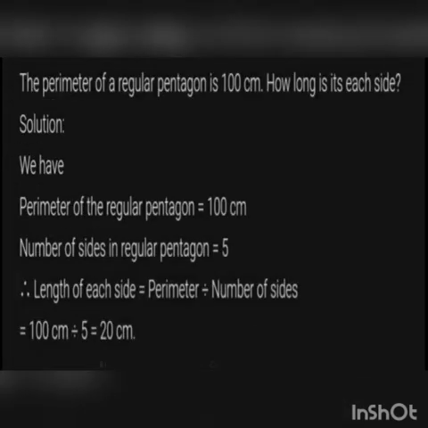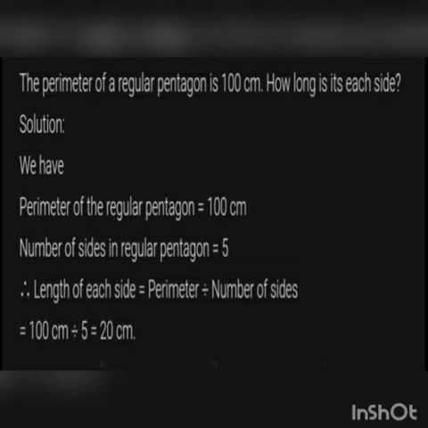Next question. The perimeter of a regular pentagon is 100 centimeter. How long is each side? So, the word regular is there. Regular means all the sides and all the angles are equal. So, the perimeter is given for a regular pentagon. Pentagon means a 5-sided figure. Five-sided polygons are known as pentagons. So, the perimeter of the regular pentagon is given as 100 centimeter.